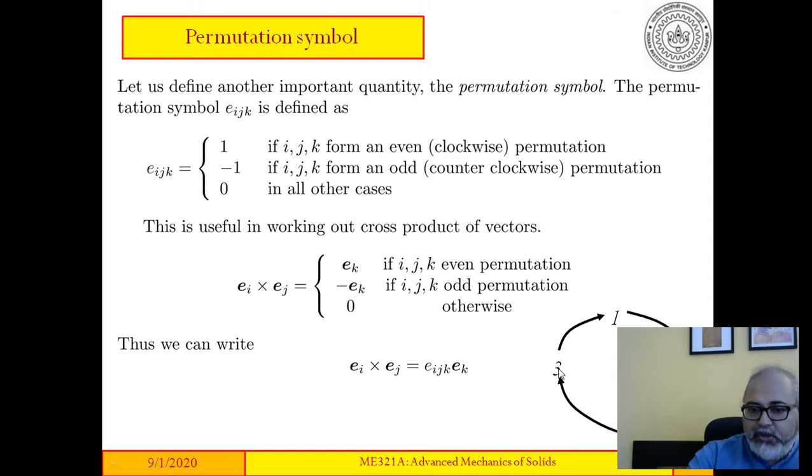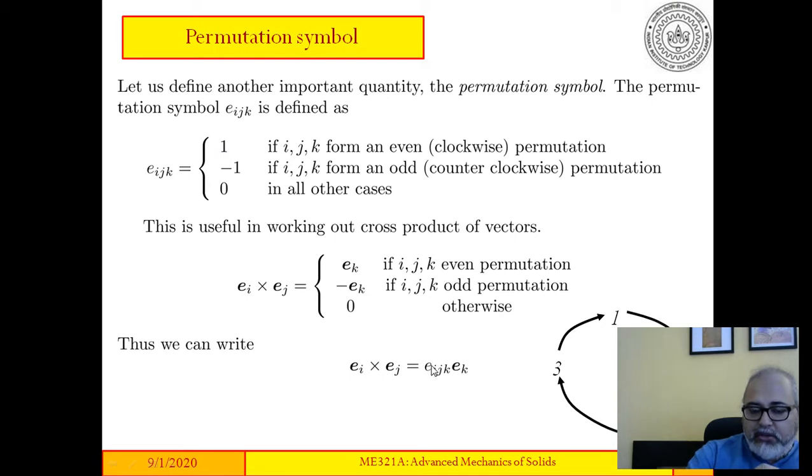1, 2, 3 is the only positive permutation and that will give you 1. Any other combination of IJK will give you either I or J matching with K. For example, you can have 1, 2, 2 which will give you 0, and 1, 2, 1 again will give you 0. So the only non-zero contribution will come from 1, 2, 3. And that non-zero contribution 1, 2, 3 is a clockwise permutation and therefore its value will be 1.